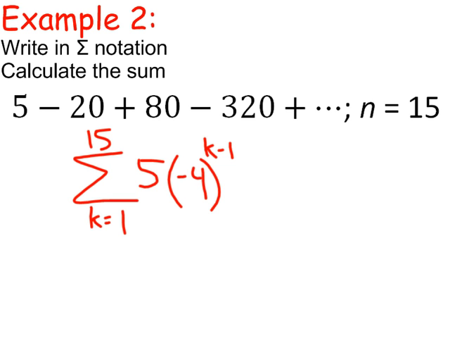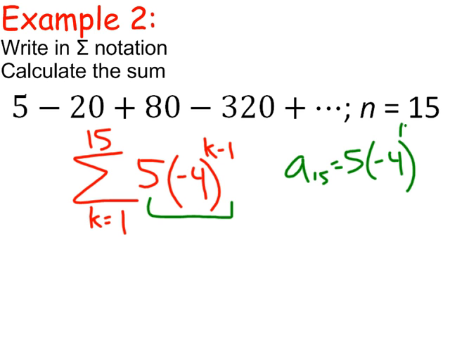Now as far as actually calculating the sum, it's sort of the same idea here, except we need to know what the last term is. So to calculate the sum, you really do want to know what the last term is. So the fact that n equals 15 is a pretty nice clue. Because if I take my explicit rule and then ask what's the 15th term, it would be 5 times -4 to the 15 minus 1. And I'm not going to bother to put that in the calculator at this point.